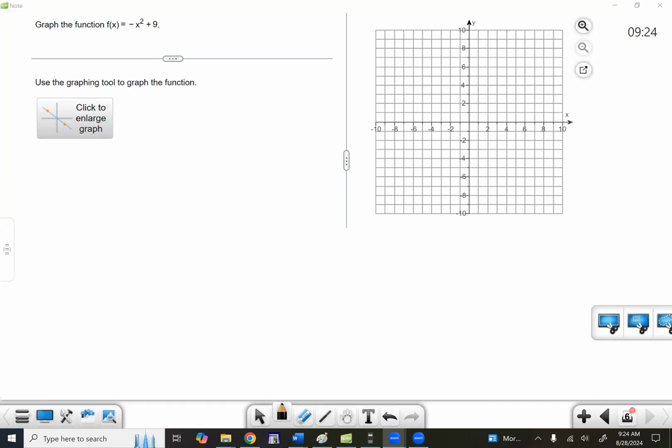Right, this is number 8, and I'm only doing this one because of this negative in front of the x, and also because we're new to graphing, using the graphing tools and stuff. It's not too bad, but it could get a little tricky with that negative.